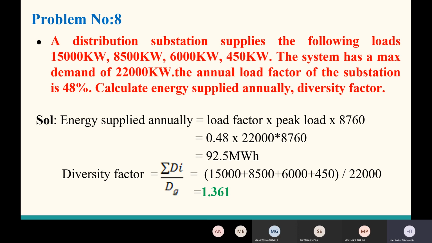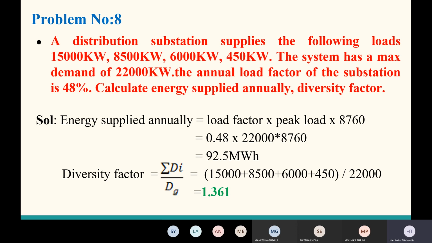We have to determine the energy supplied annually. That is nothing but the number of units generated annually, otherwise the number of units generated yearly. And then the diversity factor. For the given data, the different types of loads are 15,000, 8,500, 6,000, 450, and the given maximum demand is 22,000, with a given load factor.